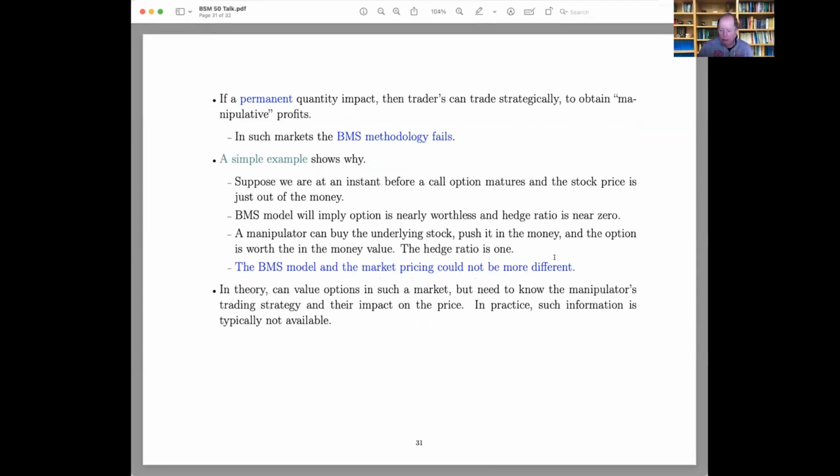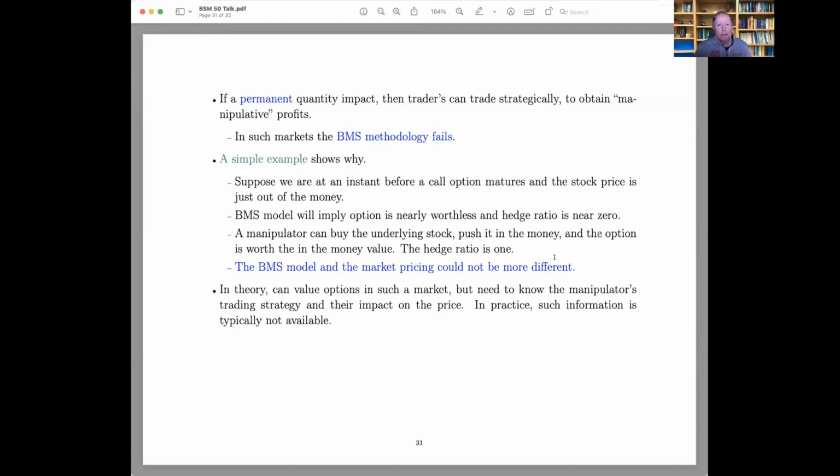It means that after you trade, your trade affects the evolution of the price process for a finite time period. Well, under this structure, traders can trade strategically and they can obtain manipulative profits, not in a legal sense, but I'm doing it here more in a theoretical sense. And under this structure, the BMS methodology fails. All right, it's not like an incomplete market where we can still use risk neutral valuation, although we can't do synthetic replication, we can only do partial replication. Here, the methodology fails. And a simple example shows why.